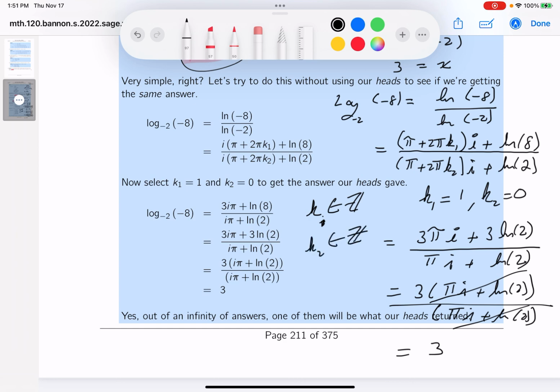Could they be the same integer? Of course they could. You could say 1, 1. You could say 2, 7. You could use your phone number, get an answer. All right? But again, we found 3.